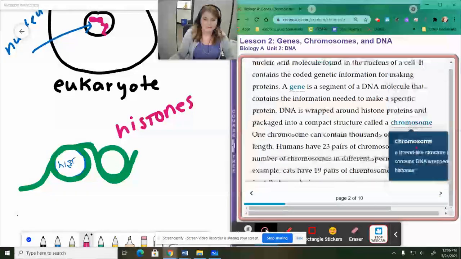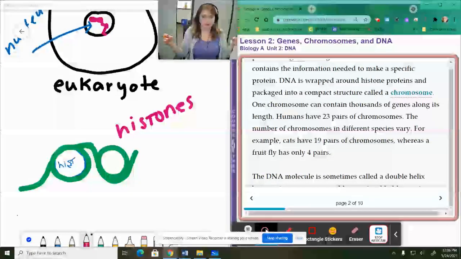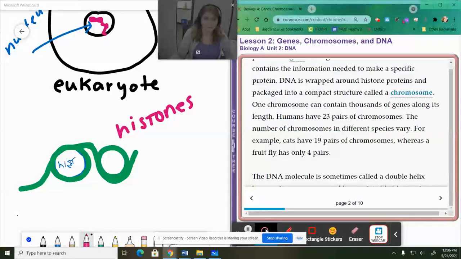Human beings have 23 pairs of chromosomes. So we actually have 23 long segments of DNA all wrapped in histones, each one of them containing thousands of genes, right? But every organism has a different number of chromosomes. Cats have 19, but a fruit fly, which is quite a simple organism, only contains 4. So it depends on the organism as to how many chromosomes you actually have.